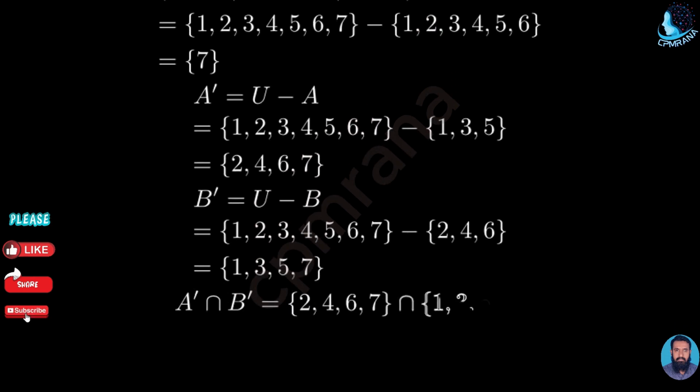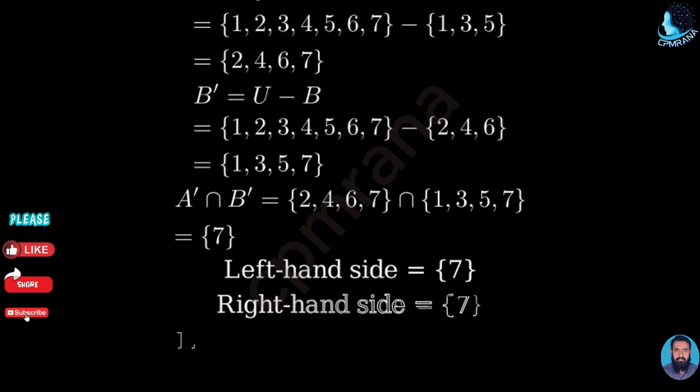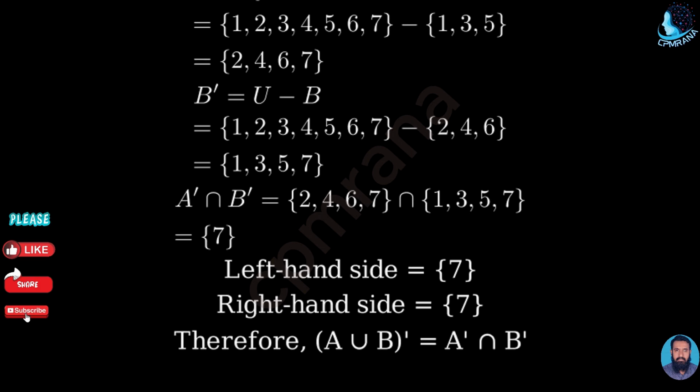Next, we find the intersection of A complement and B complement. The set containing 2, 4, 6, 7 intersected with the set containing 1, 3, 5, 7. The common element is 7. Comparing both sides, we see the left-hand side equals the set containing 7 and the right-hand side equals the set containing 7. Thus, we conclude that both sides are equal. The statement is proven to be true.